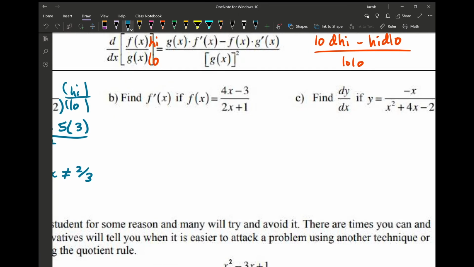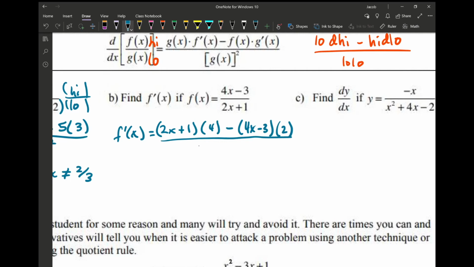On B, we're just practicing low D high minus high D low. So we've got low D high minus high, using parentheses, D low, all over low. So I get 2x plus 1 squared. Don't multiply it out.